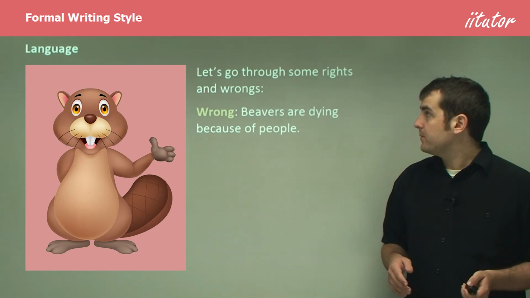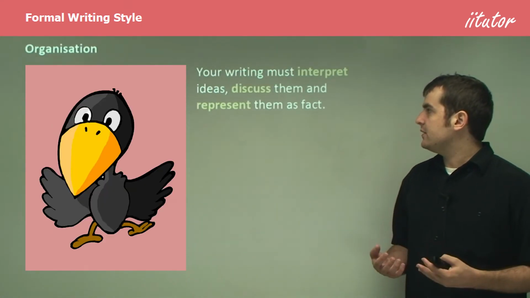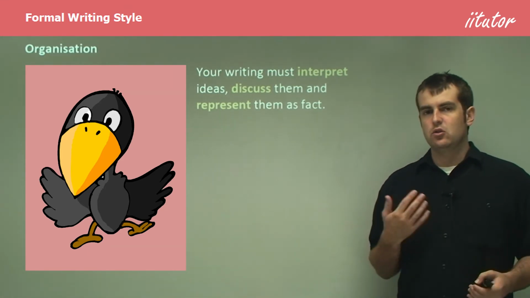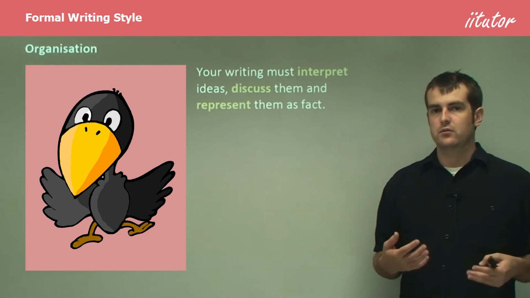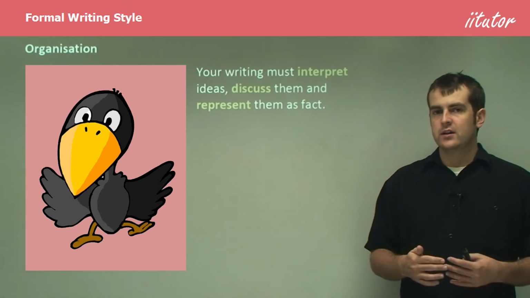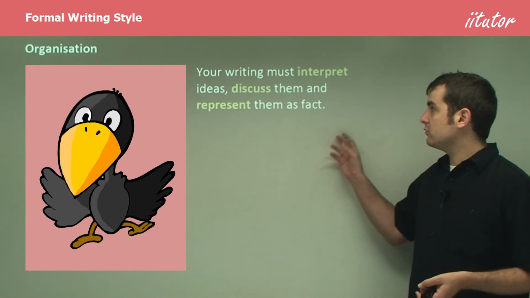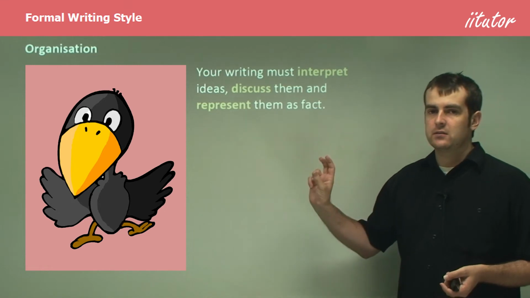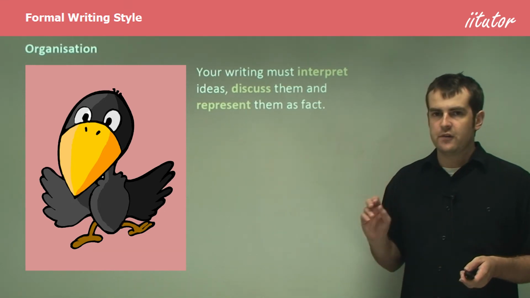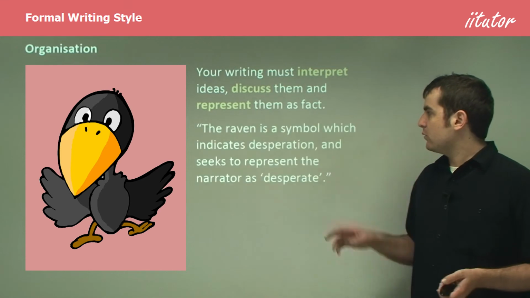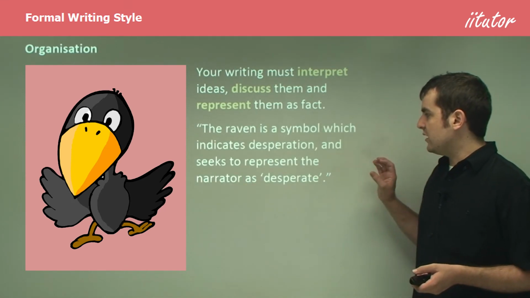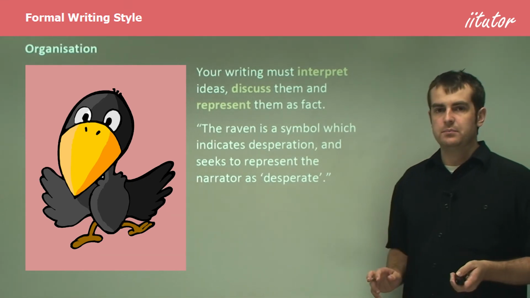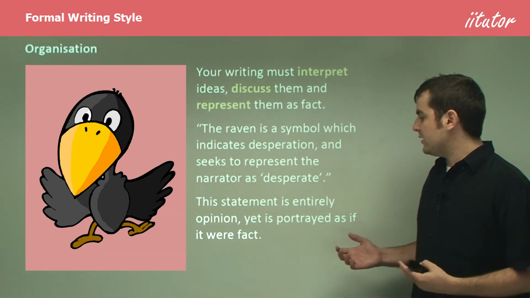This is the last part we'll look at, which is that your writing must interpret ideas, discuss them, and represent them as fact. Essentially, this is looking at the organization of your formal writing style. The purpose of writing in a formal way is that you can show that you're interpreting ideas, that you can discuss them in a way which is representing them as fact. Rather than try and explain what that means, I'll just go for an example and explain it that way. So the raven is a symbol which indicates desperation and seeks to represent the narrator as desperate. So this is entirely an opinionated statement, yet it is portrayed as if it was fact.